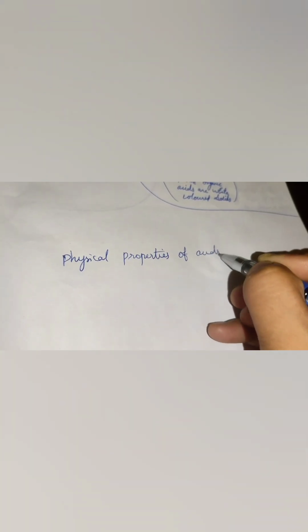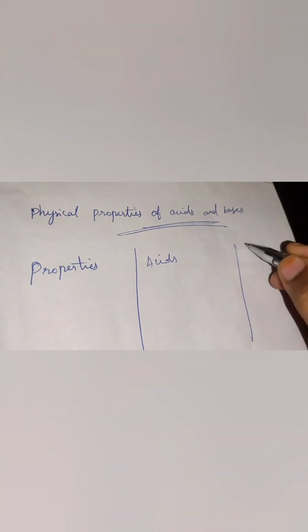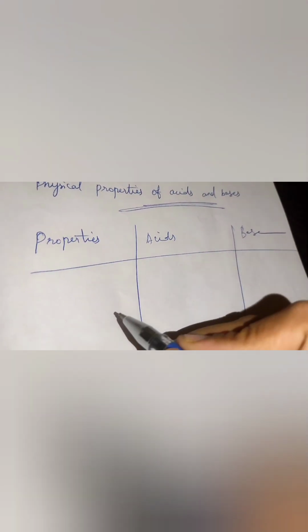The next one is physical properties of acids and bases. What are the physical properties of acids and bases? Here I will put a tabular column for the properties. This is acid and this is base. Now the first property is color.